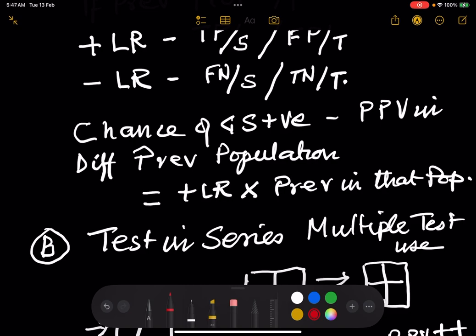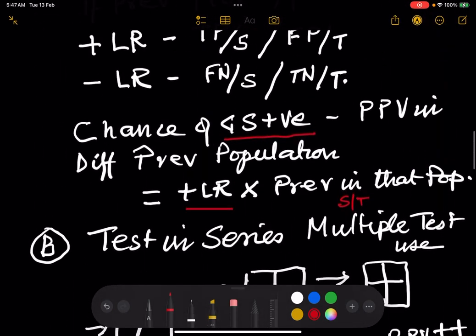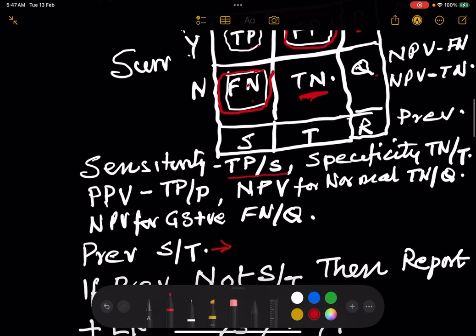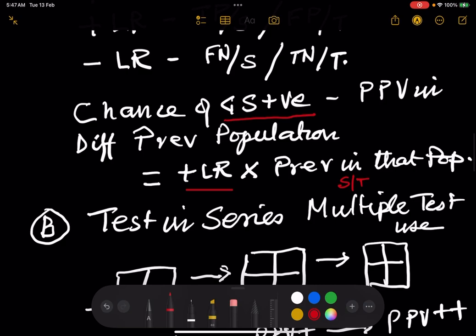So, the chance of gold standard positive, that means disease positive, in a different prevalence population is equal to the positive likelihood ratio into the prevalence in that population, into S upon T in that population. So this is how you can use the test characteristics, the sensitivity, specificity, positive and negative predictive value of a test in the study population, in a different population, by using likelihood ratios.